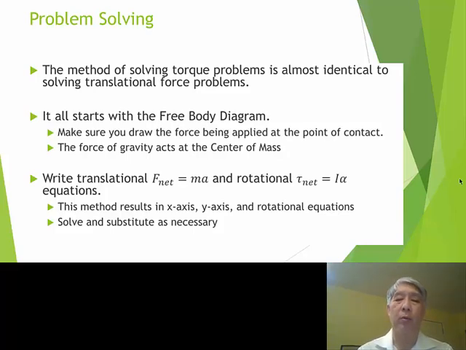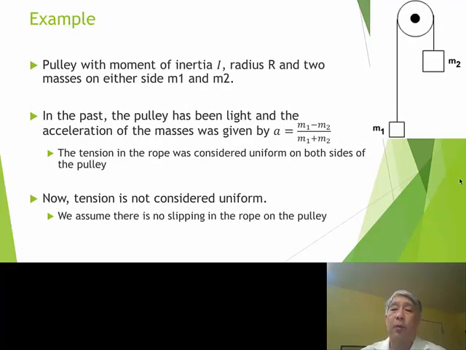Now, it's going to be important that we write both the translational F net equals ma equations and the rotational torque net equals I alpha equations. Yes, this is going to be lots and lots of equations, but the equations will quickly reduce to your answer, let's hope. So, here's an example.